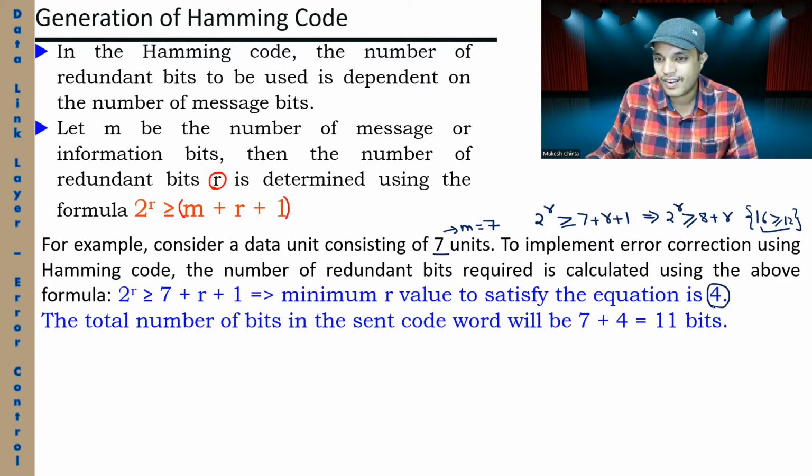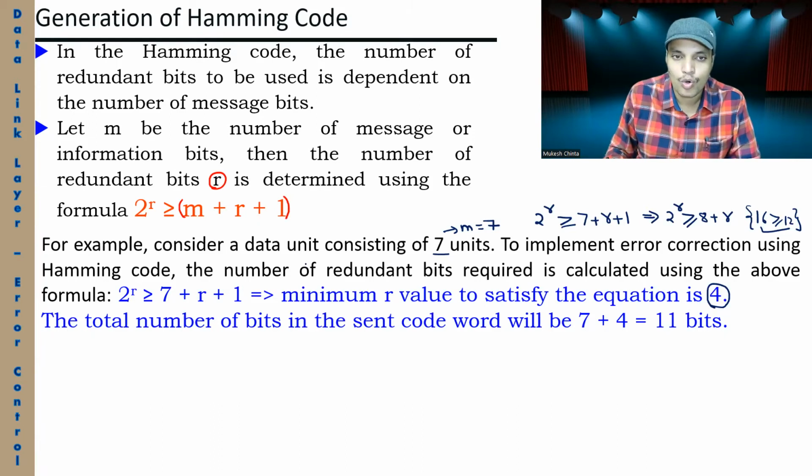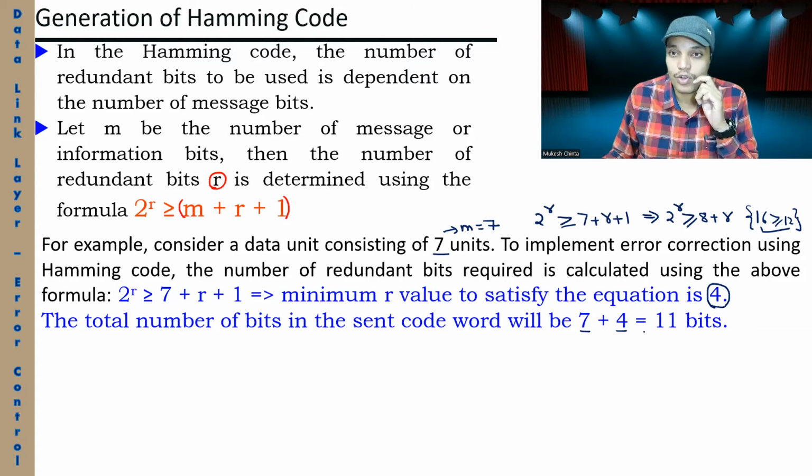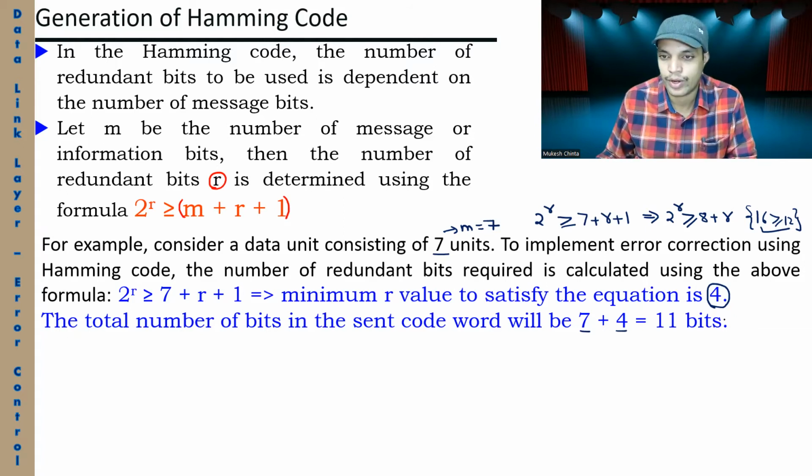Sir, what is this r? R is nothing but the number of redundant bits that are needed in order to provide single error correction using Hamming code. So now the total number of bits in the sent code word will be a total of 7 plus 4, which is nothing but 11 bits. You understand? 7 is your message bits. 4 is the number of redundant bits that you just calculated.